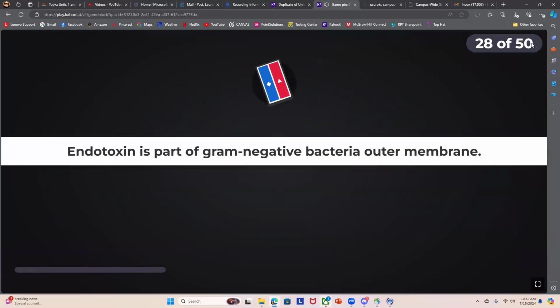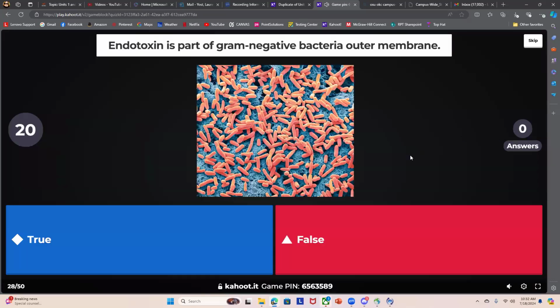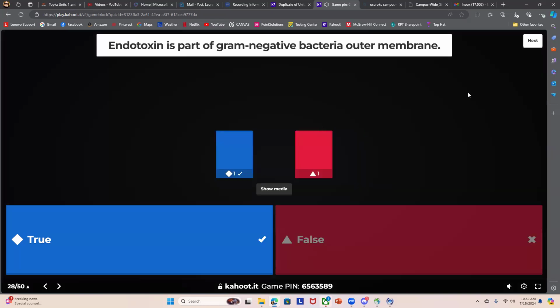All right, true or false, endotoxin is part of the gram-negative bacteria outer membrane. I already talked about that one. Okay, I'm not going to hold it against you if you don't get it. So this one is true.